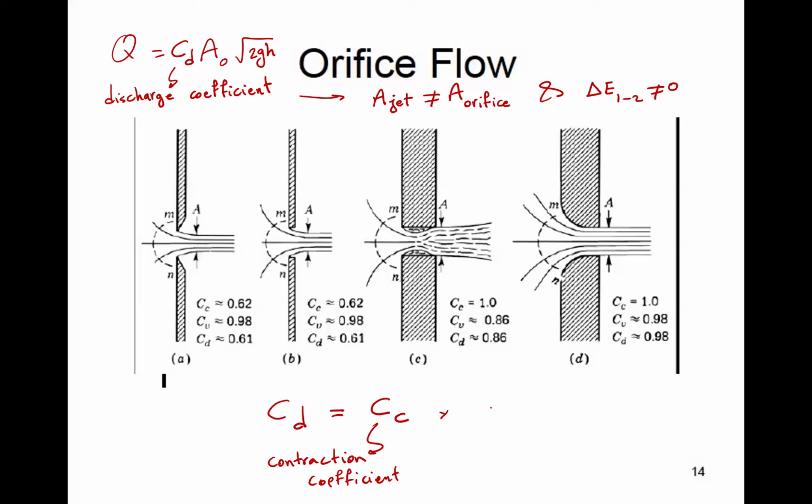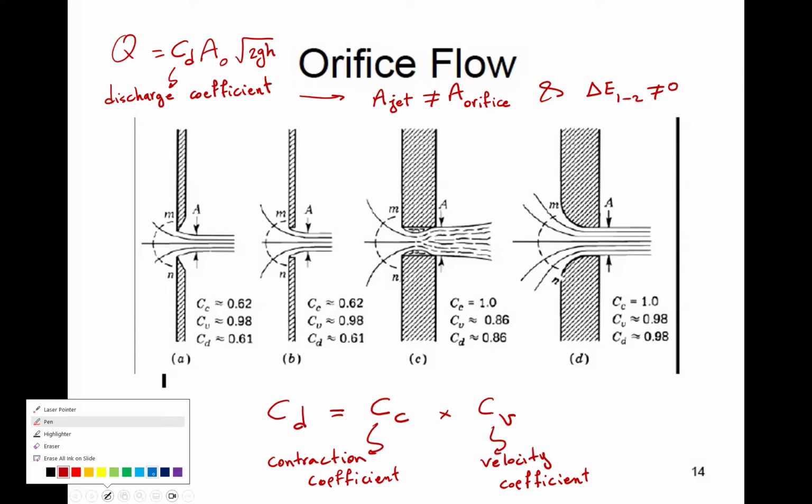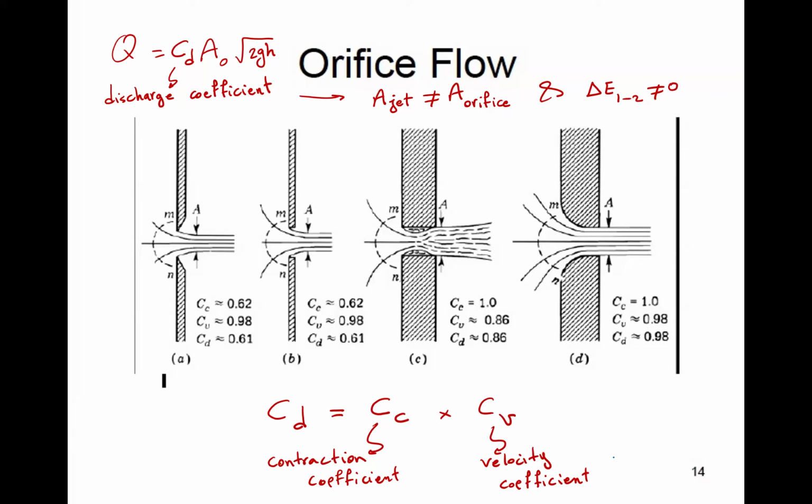And then the second one is C sub V, which is the velocity coefficient. What is that? The fact that velocity upstream is not really zero. It's non-zero, very small, but non-zero. It correlates to the fact that head loss is not zero. It's kind of the same, but in terms of velocity. So this is somehow equivalent to energy loss being taken into account. So this will be our discharge coefficient for an orifice.